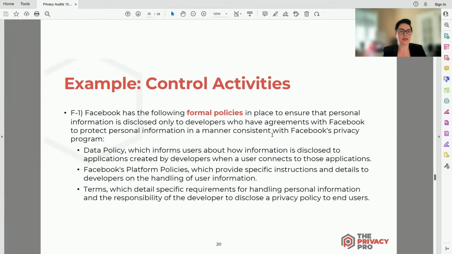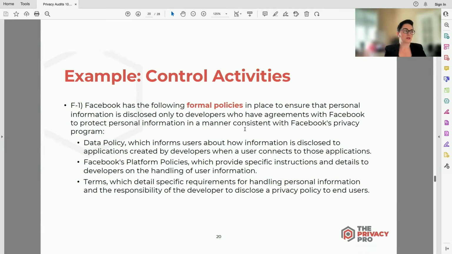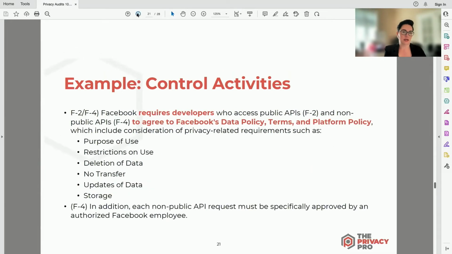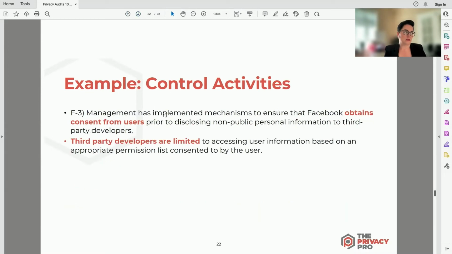So I'm going to summarize here. But you can read this, the full report is available online and the slides will also be available. Basically, controls include having policies in place, requiring the third parties to agree to the policies. In some cases, a manual review was required, and also obtaining consent and limiting the disclosure based on that consent. PwC tested these controls. Again, we don't know how, but they determined that for that given period of time they were operating effectively. So that's an example of where the auditee sets the bar for themselves.